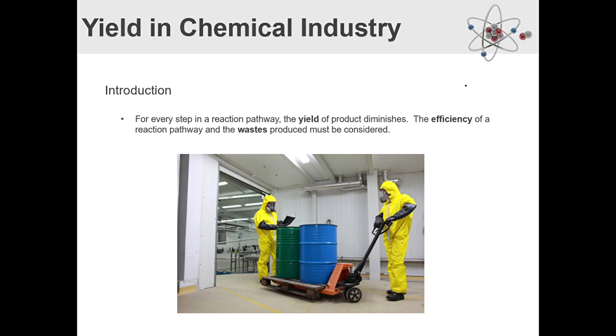Welcome back. This video is about yield in chemical industry. Now, for every step in a reaction pathway, yield diminishes. The efficiency of a reaction pathway and the waste produced must be considered. Basically, if you're making a little something, you want to make sure that you're making the most that you can at the best possible value.